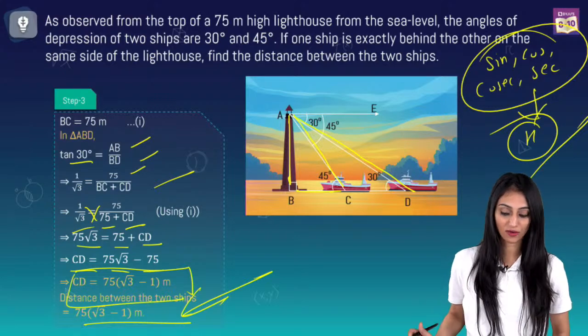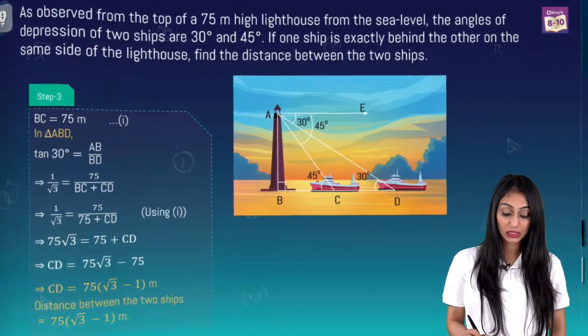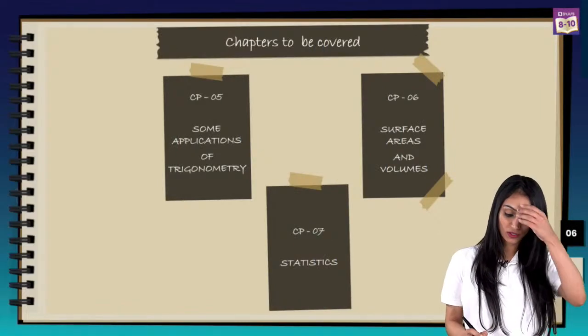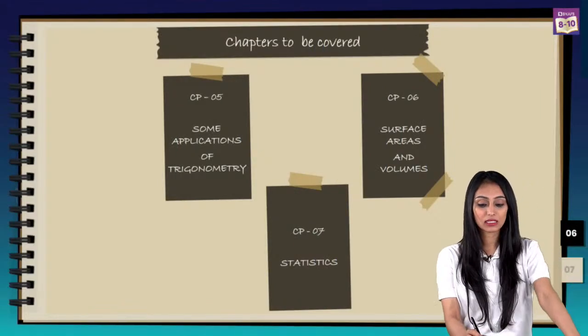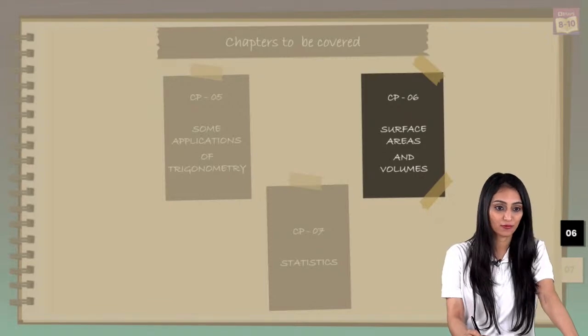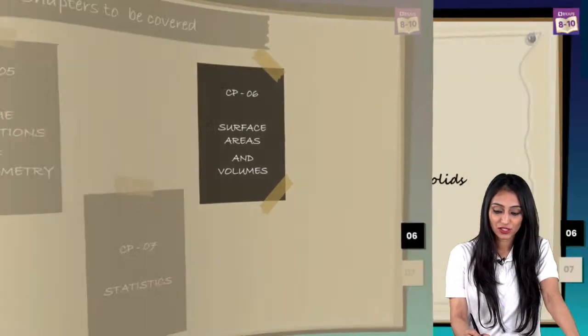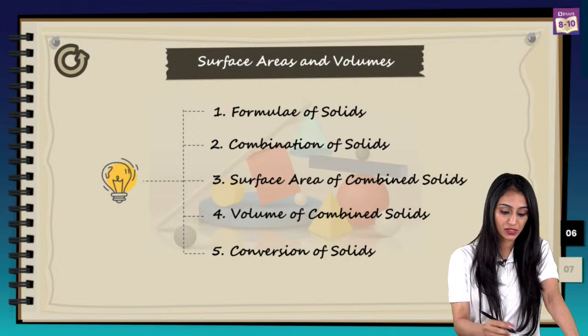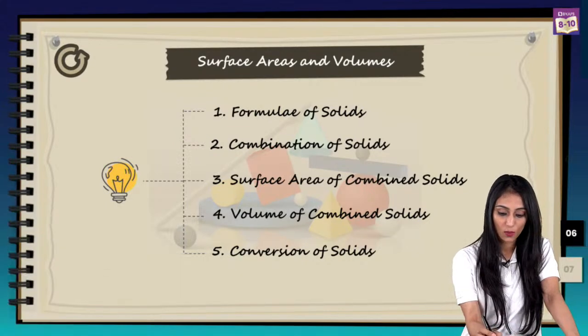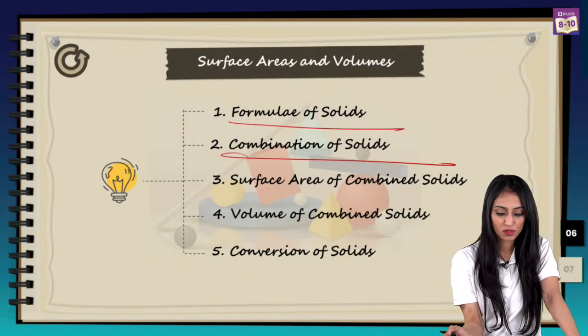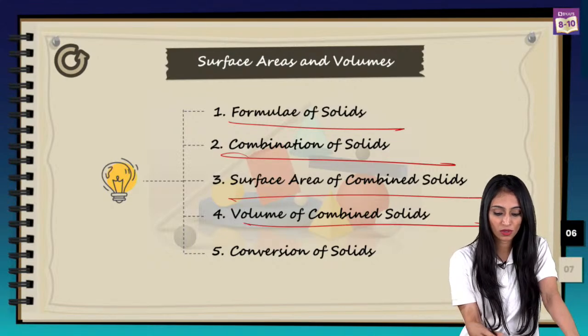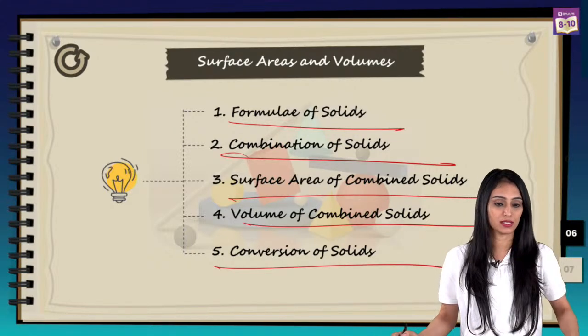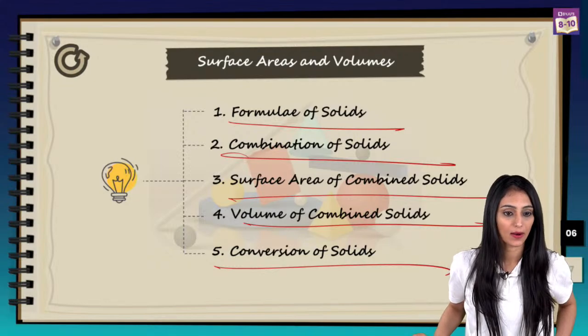Yes. All right, let's move ahead. So we are done with the questions of some applications of trigonometry. Now next we will be discussing surface areas and volumes. In this chapter in this year's term 2 syllabus, we have formulas of solids, combination of solids, surface area of combined solids, volume of combined solids and conversion of solids.